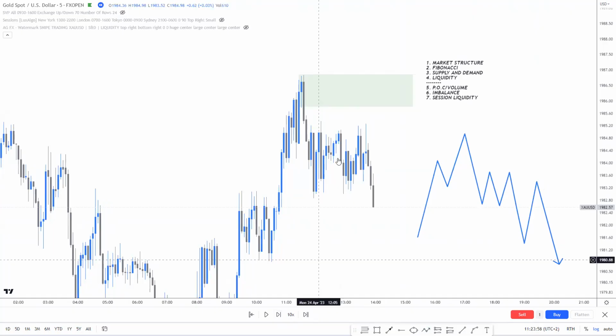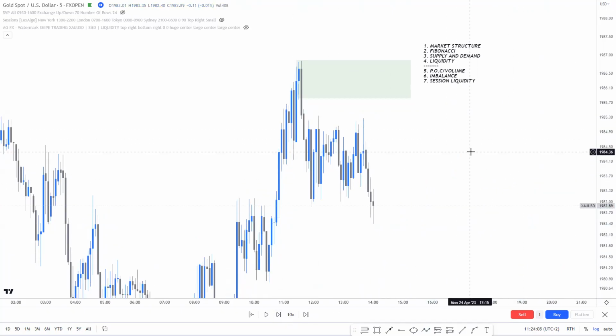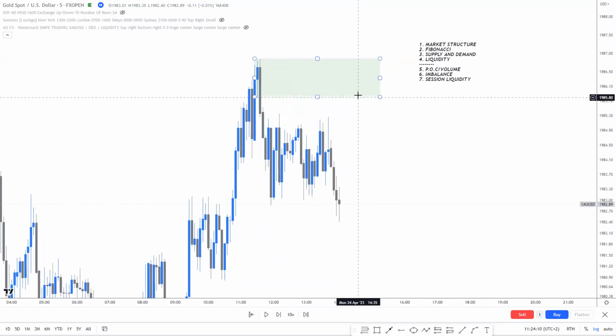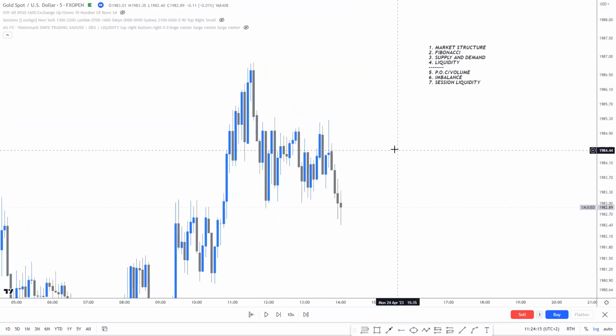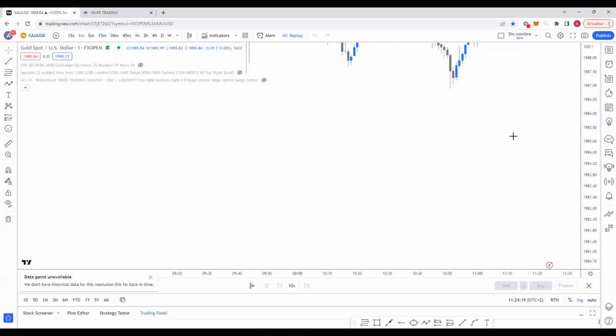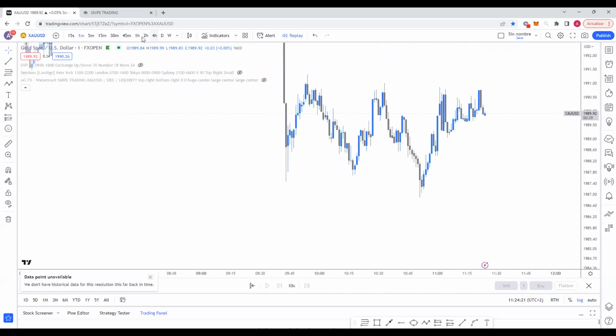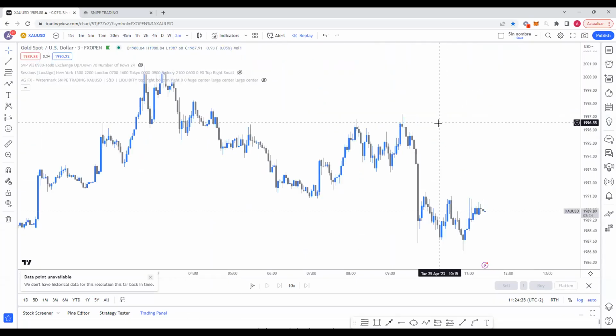So this was the first entry model. Price did not take out this internal liquidity. Instead, it broke structure to the downside. So we account for this entry model. So we go into the 1 minute, oops, or maybe even the 3 minute, hold on. Have a look at the 3 minute for this one.